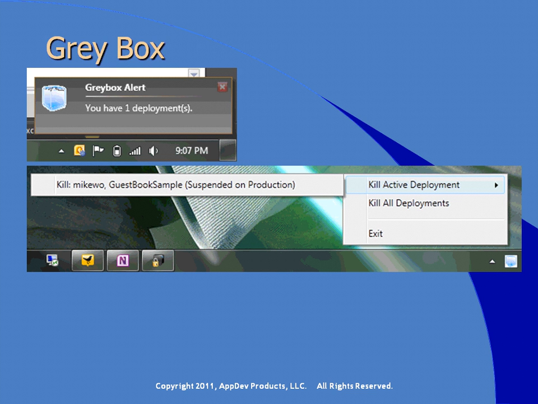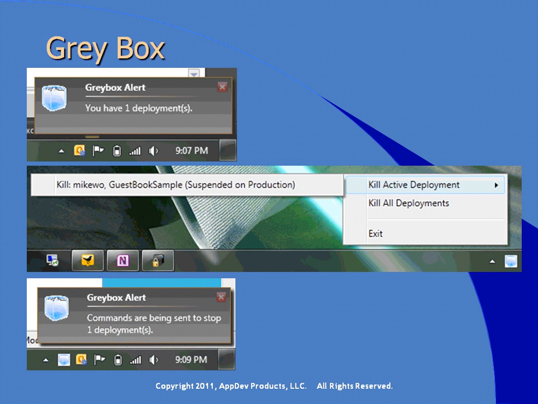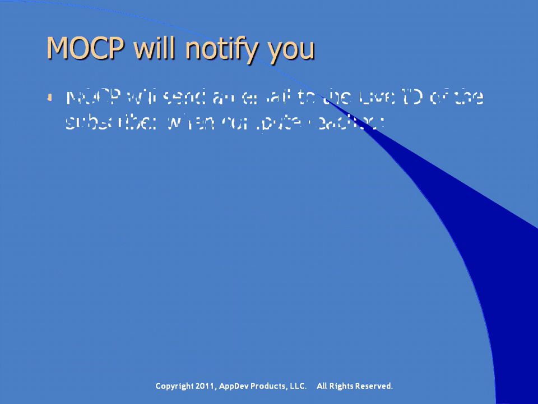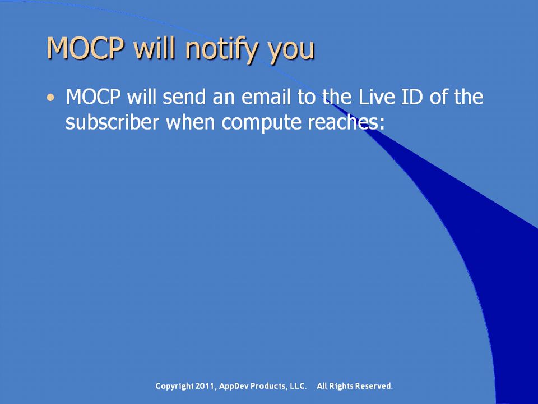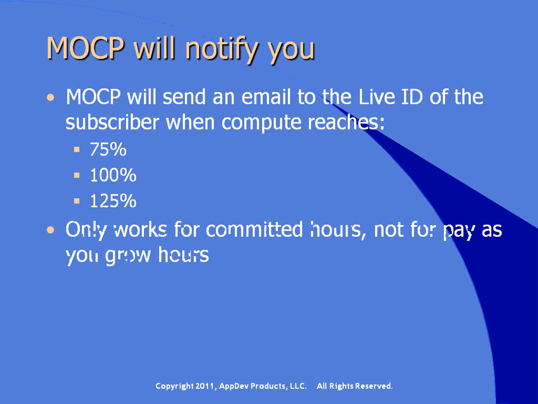Through this application, you can see the number of deployments. You can kill a specific deployment or all the deployments. It's a nice, handy little utility to help you not overrun your resources. Now, you can also not download this and just let Microsoft notify you. Microsoft will send you an email to the Live ID that you registered your subscription with when you reach 75% and 100%. And if you've gone over, it'll also notify you, and at 125%, it'll notify you. But it only works for committed hours, not for the pay as you grow hours.